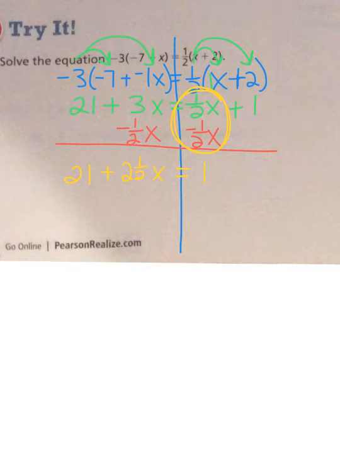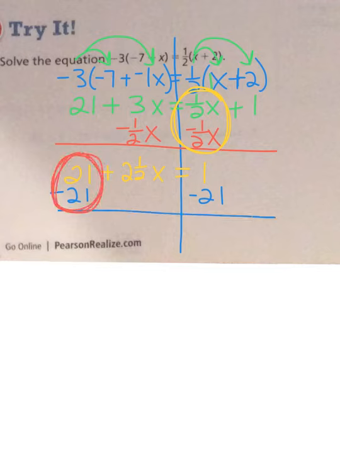Now that we got our x's together, we still need to move to undo all these operations so that my x is all by itself. So the inverse of that positive 21 there would be we need to take away 21. Whatever we do to one side, we do to the other. Why did we just do that? So we get 0. We have 2.5 x equals, and 1 minus 21 is going to be a -20. We're going to keep going.